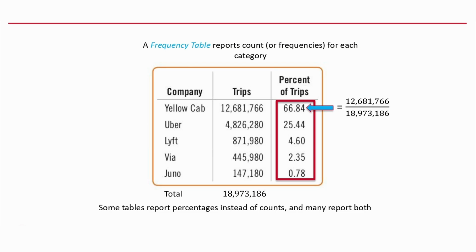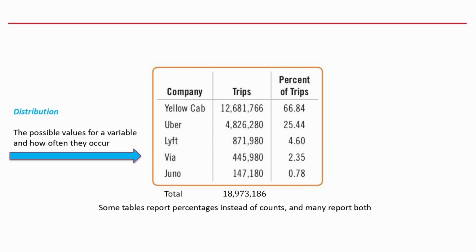Now in this table, we have a breakdown of all of the possible values for the variable company and how often each one of those occurred. When we have those two things, we call this a distribution. So although this is a frequency table, we would also call this a distribution.